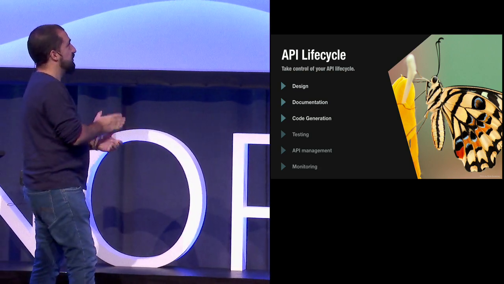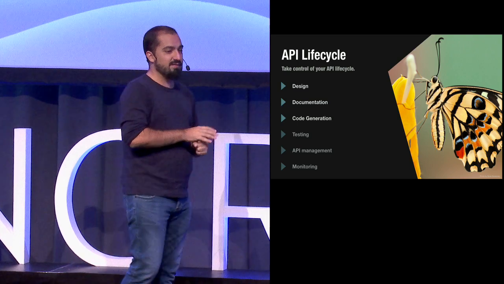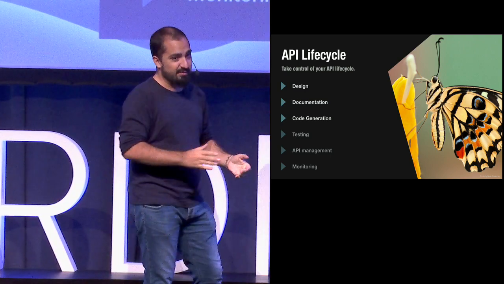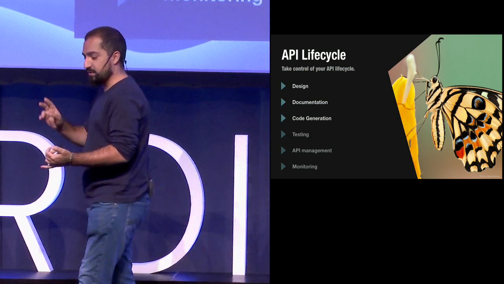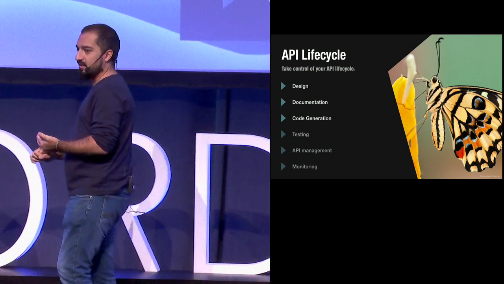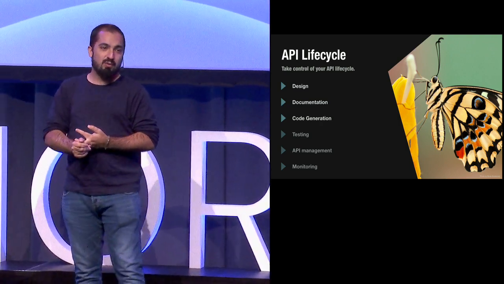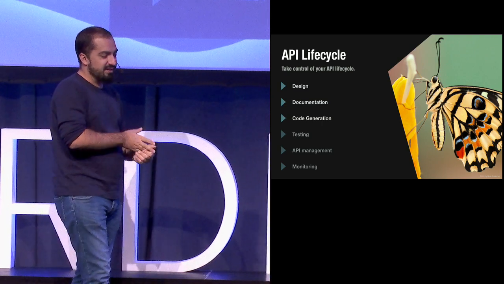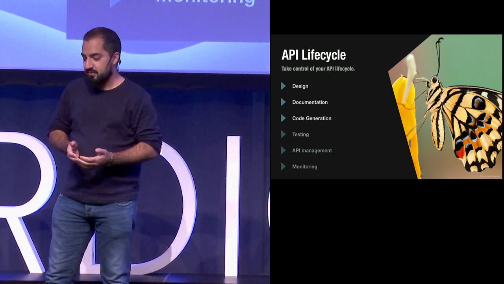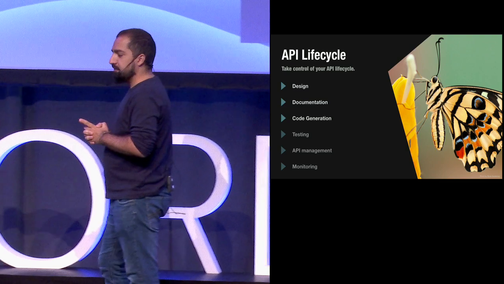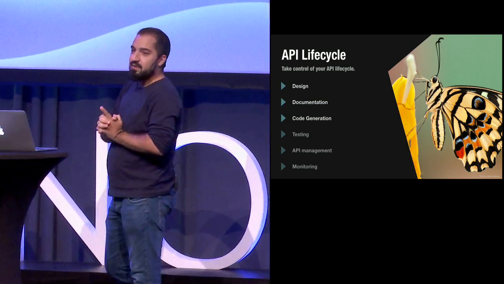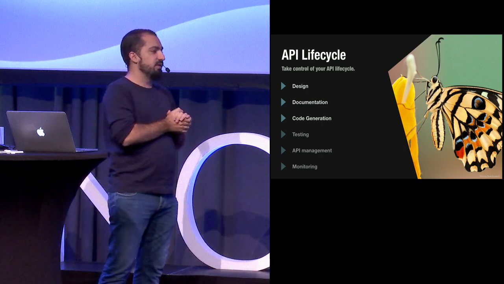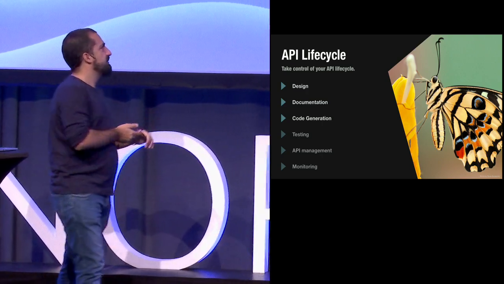And as an API, we need to take control of the whole life cycle. It has the same problems as REST APIs, HTTP APIs or GraphQL APIs. You have to take care of the design, the documentation, code generation if you want, testing, API management, all sorts of things, right? But these are very different, so we need a way to define it.